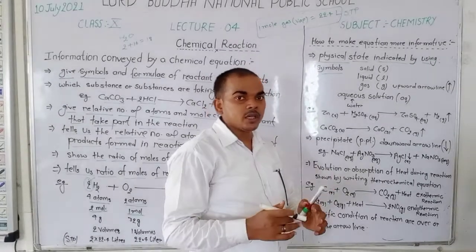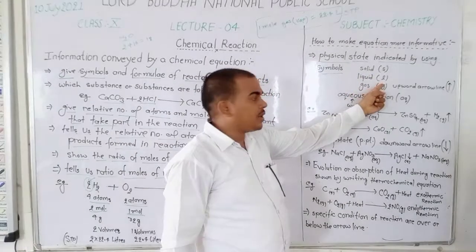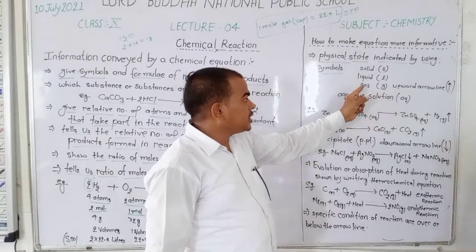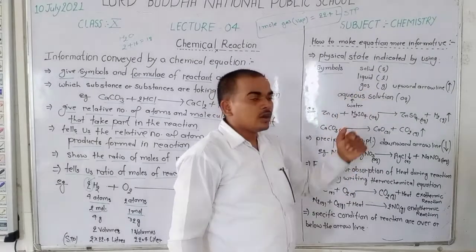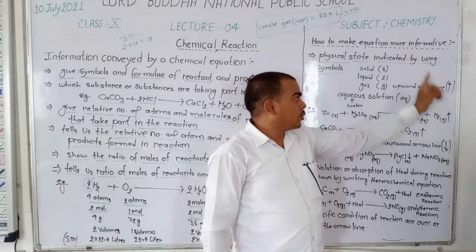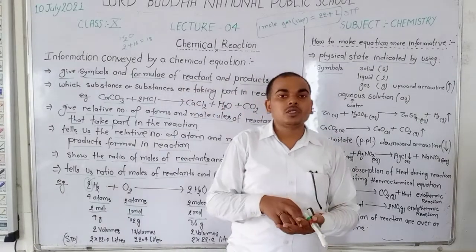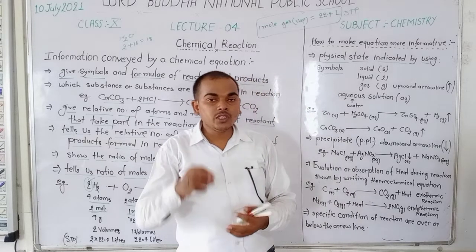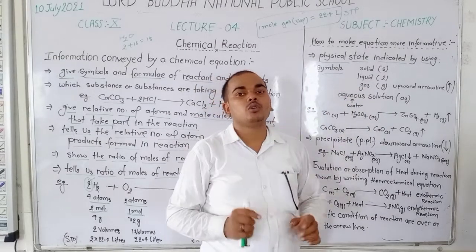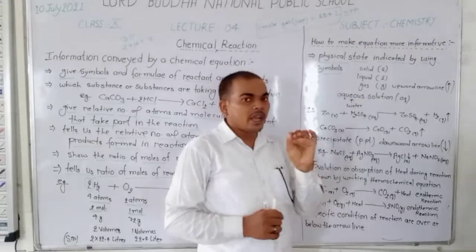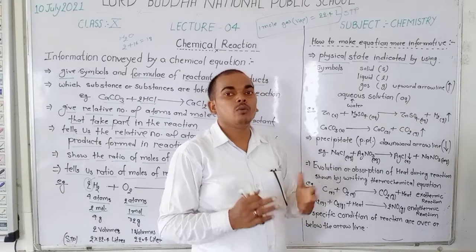If a reactant or product is solid, use S for solid. If liquid, use small l for liquid. If gas, use small g for gas, or an upward arrow line for gas. Okay. If a chemical dissolves in water and makes a solution, this solution is known as an aqueous solution. That means water solution. For an aqueous solution, the symbol AQ is used. Aqueous solution means water solution.